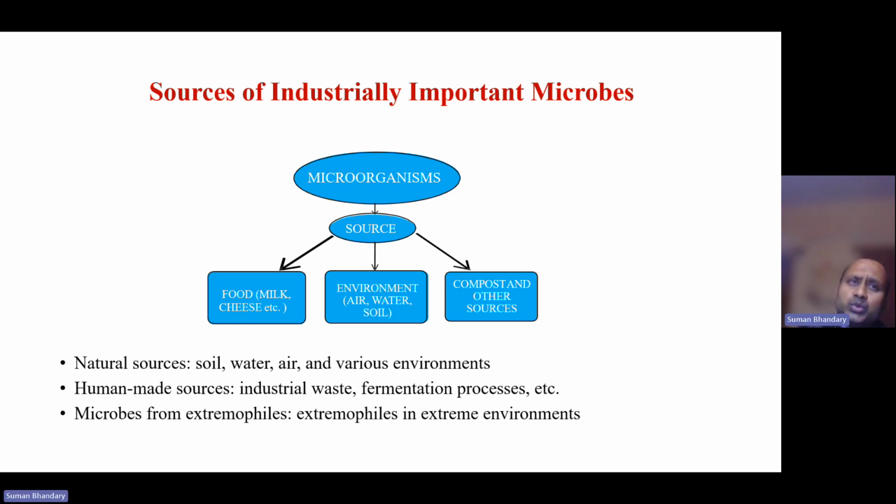Now coming to the human-made sources. If you look into the fermentation processes, decades back, in the 17th or 18th century, people started using Saccharomyces cerevisiae, and still we are using it widely in the fermentation industry, for brewing as well as for baking. We are using lactic acid bacteria, mainly Lactobacillus species, in the dairy industry for making dairy products as well as for making pickles.